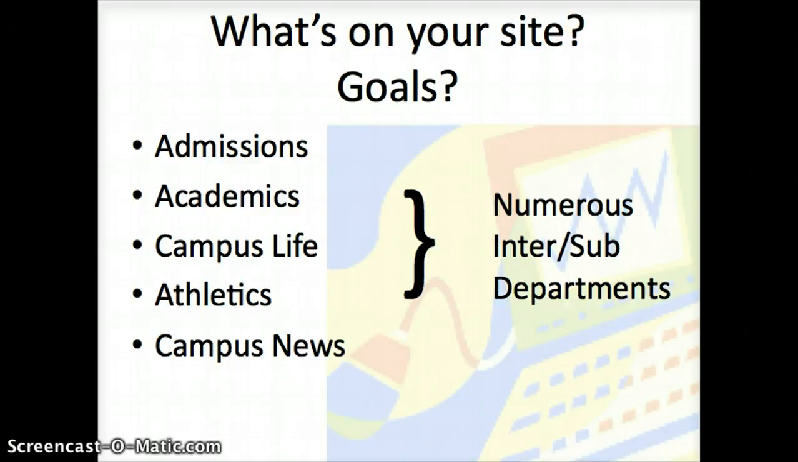You have everything from the main topics, from admissions to campus life to campus news, you name it, it's on the site. And then within that, you have all your subcategories and subdepartments, intercategories, however you want to say it. It's within admissions, then you have how to apply, when to apply, frequently asked questions. And you just need to look at your site as a whole.